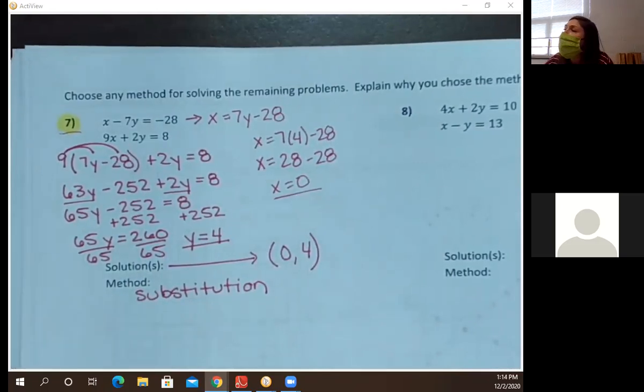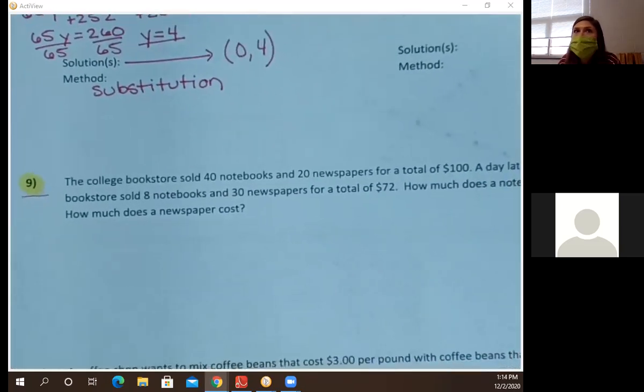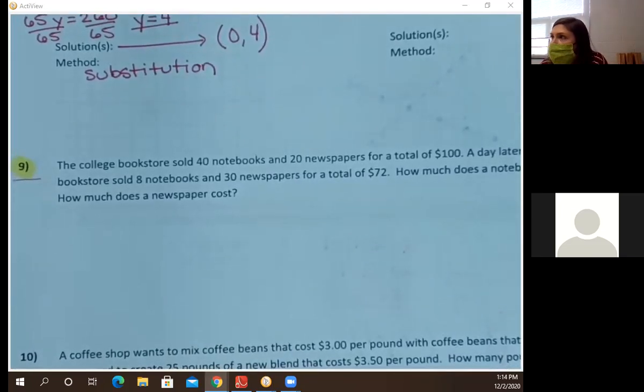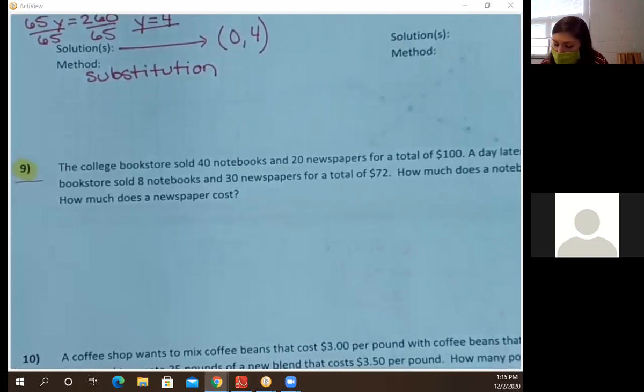Okay, I want to take a look at one more problem together. So if we scoot down the page here and take a look at number 9, we've got another word problem here where we're going to write our own system of equations. The college bookstore sold 40 notebooks and 20 newspapers for a total of $100. A day later, the bookstore sold 8 notebooks and 30 newspapers for a total of $72. How much does a notebook cost and how much does a newspaper cost?